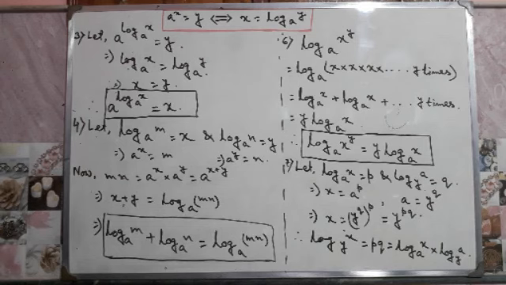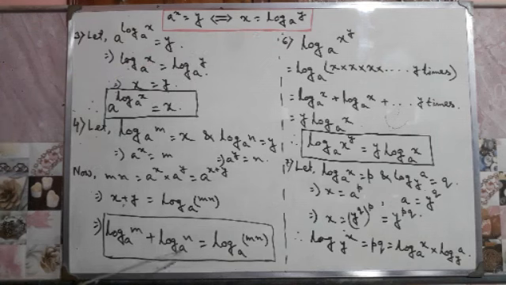Next property, that is log mn to the base a, that is equal to log m to the base a plus log n to the base a. This one we are to prove. What is log? Again I am telling, log means the unknown powers. To get the unknown powers we need the help of this function log.